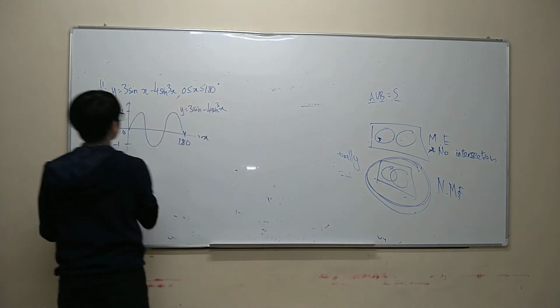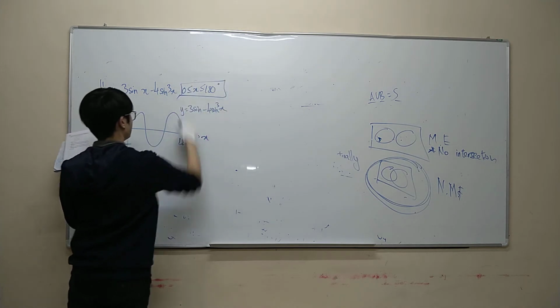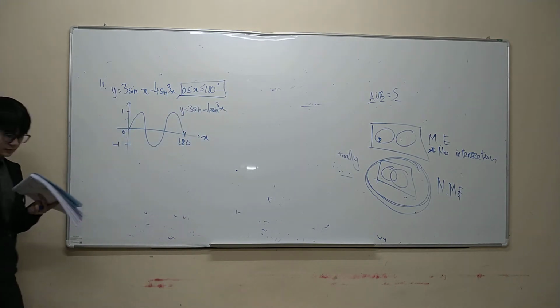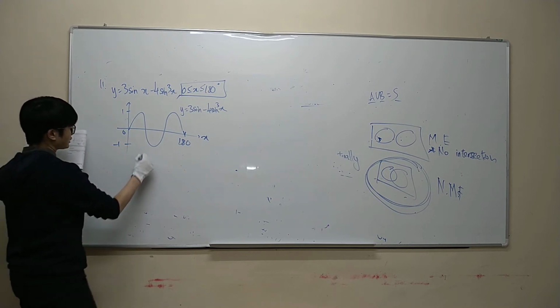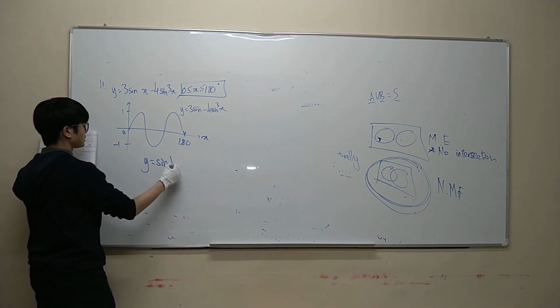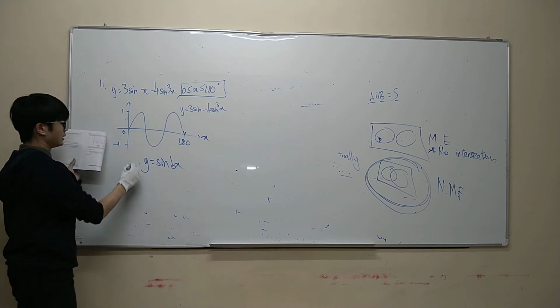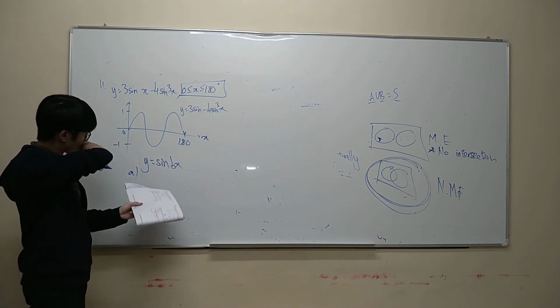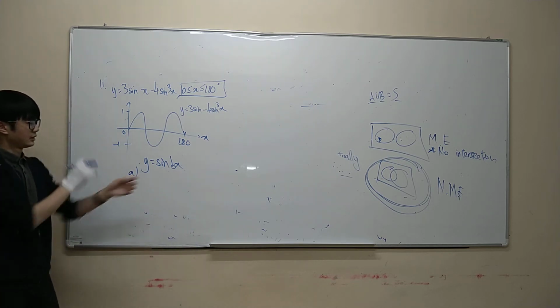Let's look at the question. Diagram 11 shows the curve y equals 3 sin x minus 4 sin cubed x for 0 to 180. And then they say it is known that the curve can also be written as y equals sin bx, with b as a constant. State the value of b. So, how to find?